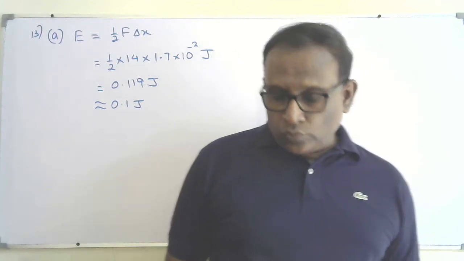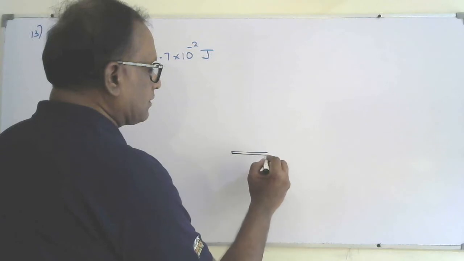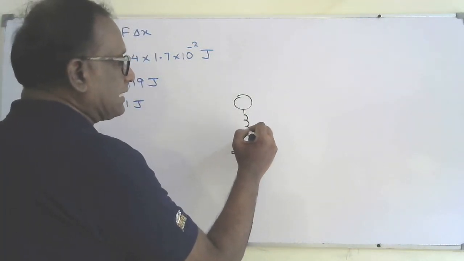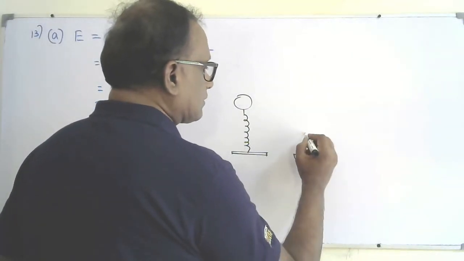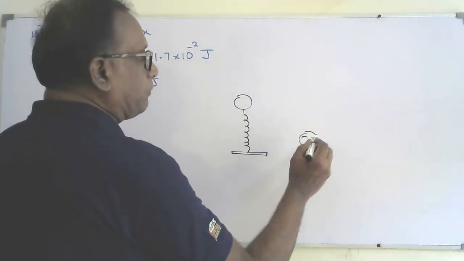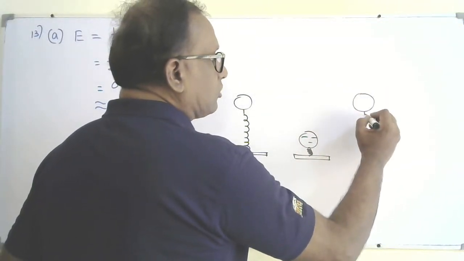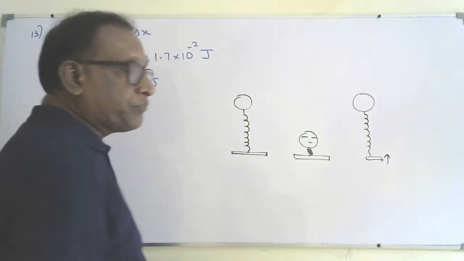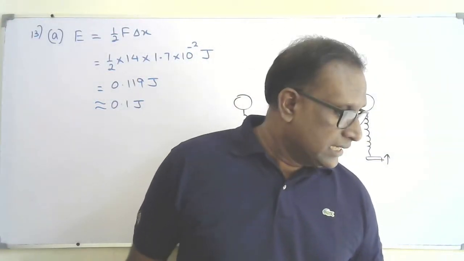So what's happening when the head is compressed? Initially this is the base, and the head is here. Initially the spring is like this, you are compressing it, something like this. And when you release it, the head will move up. When the head comes back to the natural length of the spring, it will pull the base also. So actually here, the total momentum is conserved. That's what we are going to do in part B.